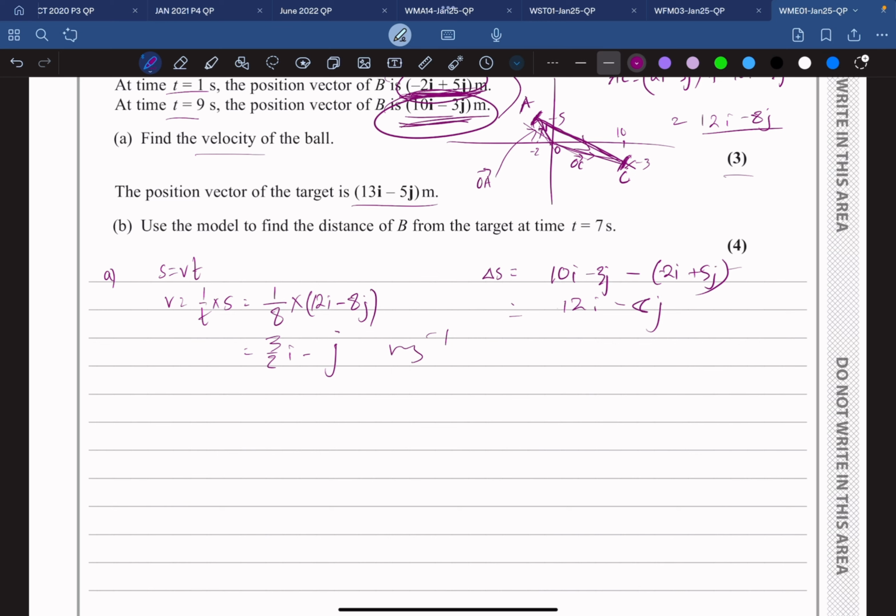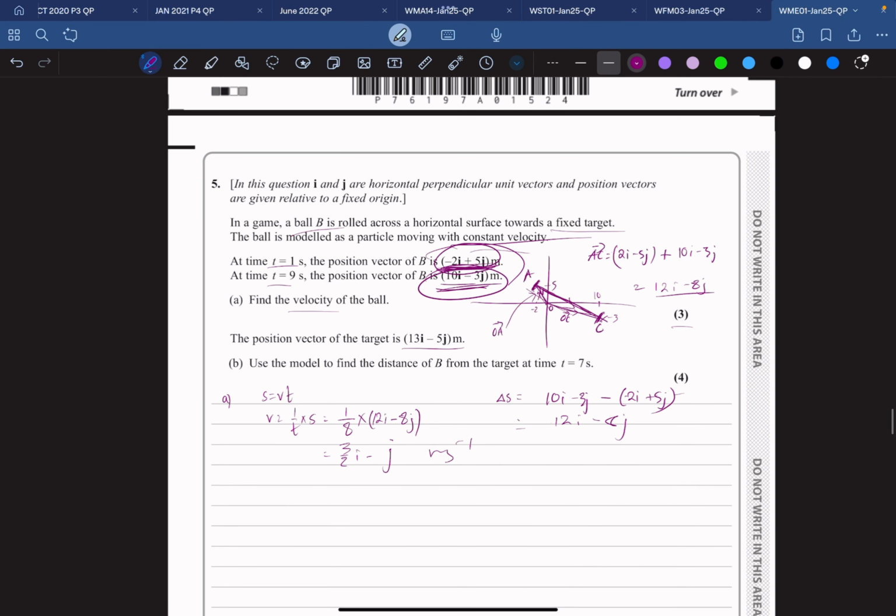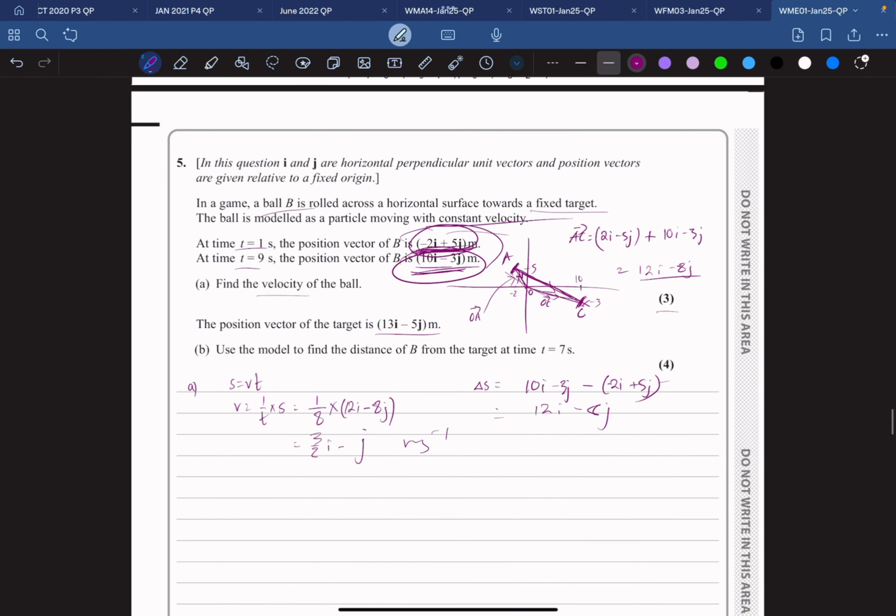Position vector of the target is 39 minus 5j. Use the model to find the distance of b from the target at time t is equal to 7. Okay, the target is at 39 minus 5j. So we know where the ball is supposed to go.